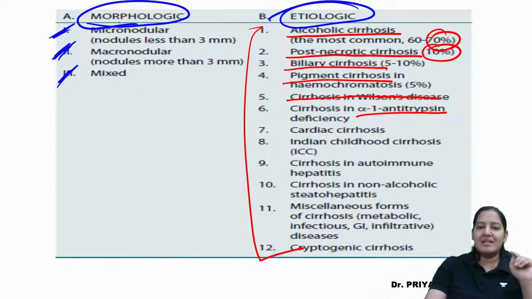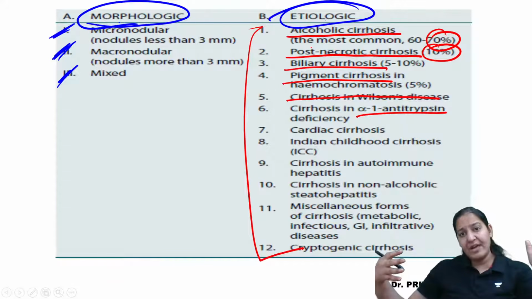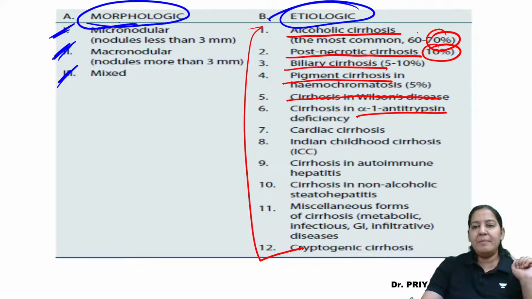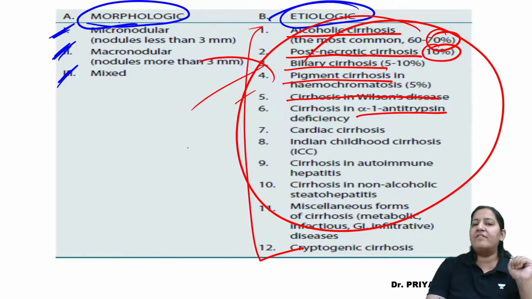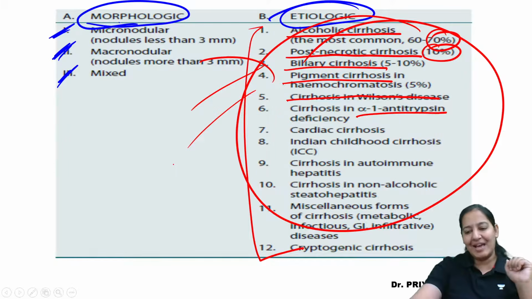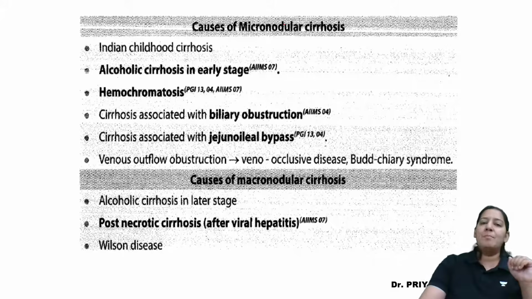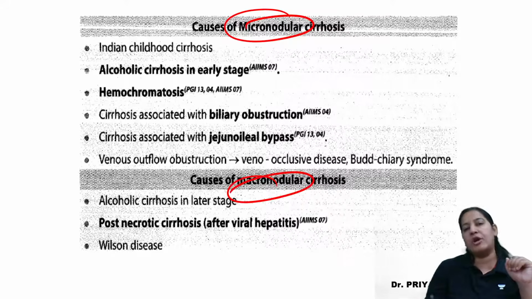Now the point is, can we combine the two classifications? Can you tell me which among these are micronodular and which among these are macronodular? Yes, we have to do that. So micronodular कौन-कौन से हैं, macronodular कौन-कौन से हैं?